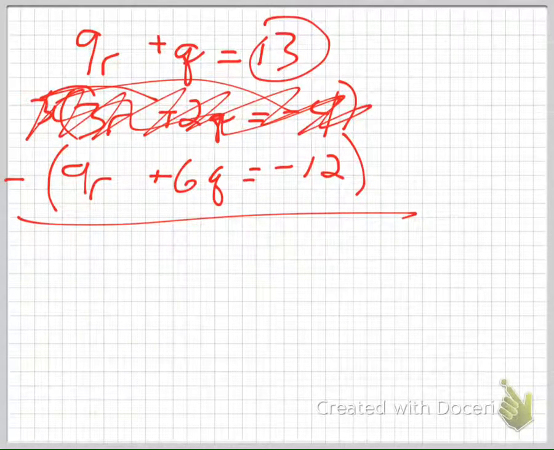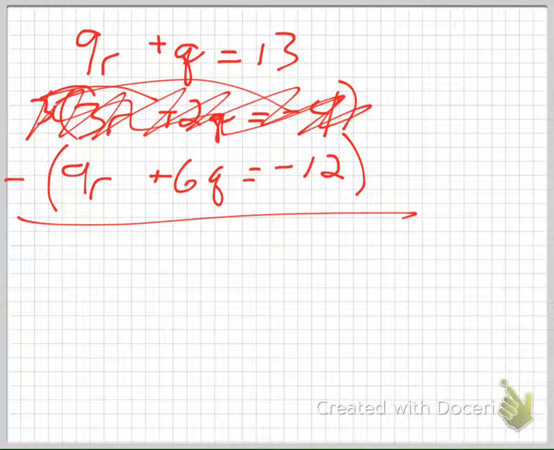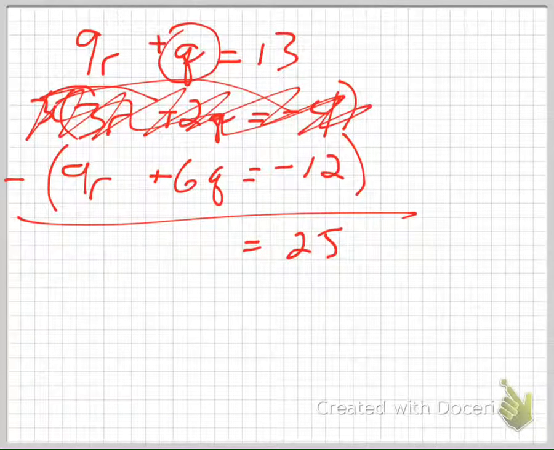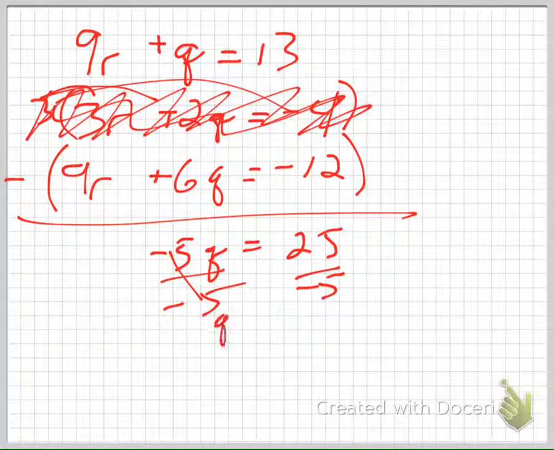13 minus a negative 12. What does minus a negative mean? Add. So it is 13 plus 12, which is 25. q minus 6q is negative 5q, right? And then 9r minus 9r is 0, gone. Divide by negative 5, divide by negative 5. q equals negative 5.